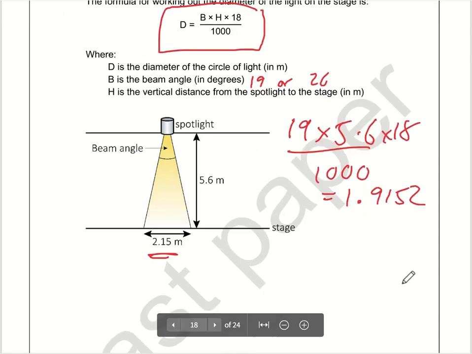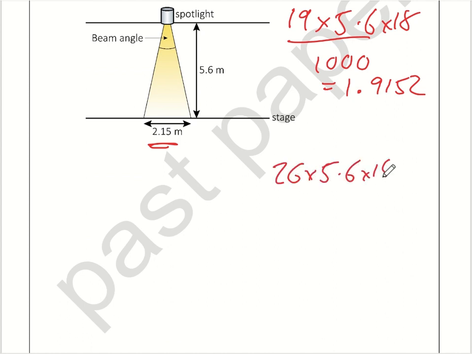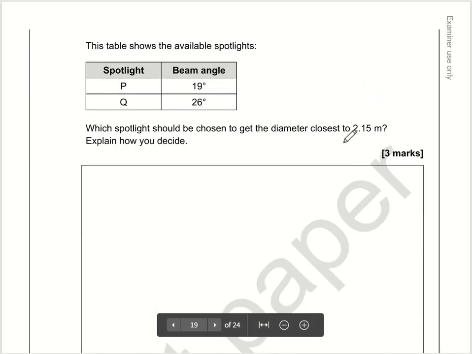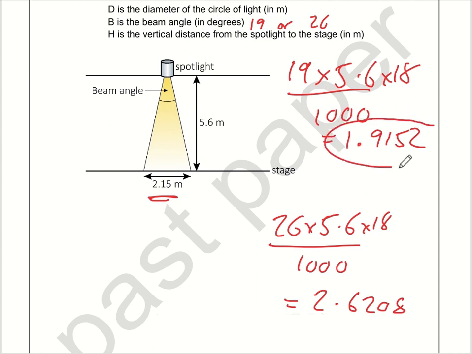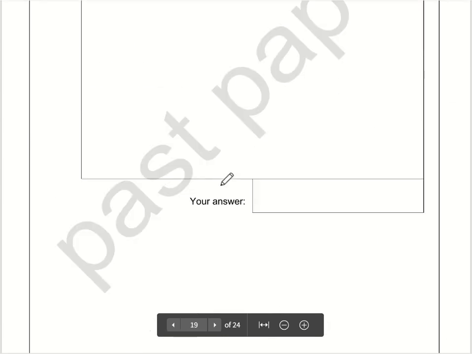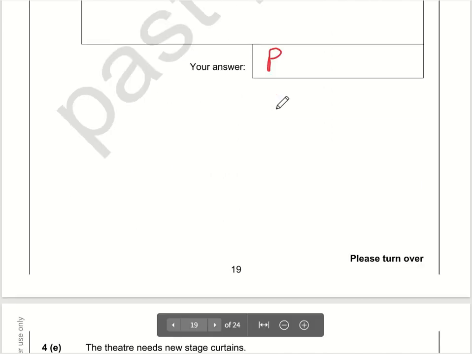1.9152. And if we replace the 19 with the 26 and divide all of that by 1000, what do we get? We get 2.6208. And the question was, which one gets us closest to 2.15? 2.15 is much closer to 1.9152 than it is to 2.6208. So that is the beam with a 19-degree angle. So therefore that is spotlight P. Of course, all my working should have been in this box.